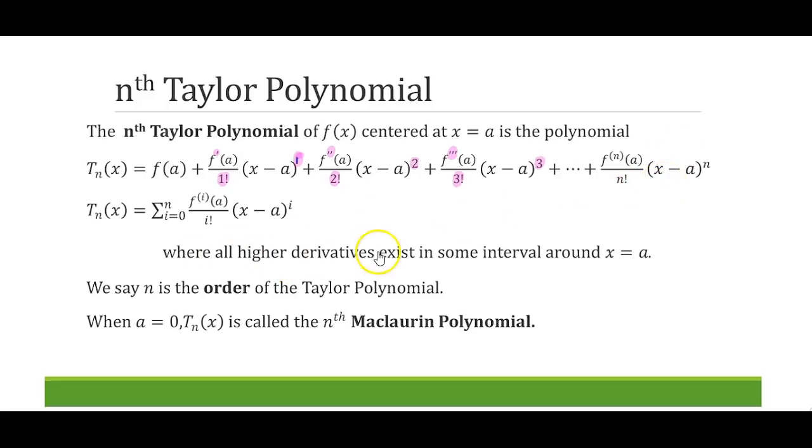Where all of these higher derivatives have to exist in some interval around x equals a, because that is the center. We say that n is the order of the Taylor polynomial, and if a is 0, so if the center is 0, then T sub n of x is called the nth Maclaurin polynomial.